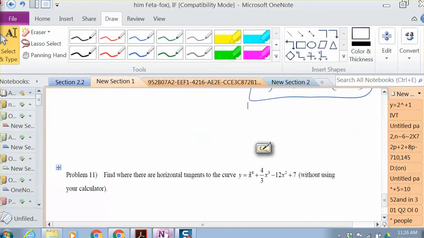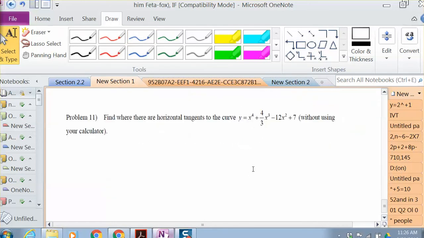Lastly, we get problem 11. You have to find where there are horizontal tangents. That means that your derivative is going to equal 0, right? Because the slope of a horizontal line is 0. And of course, that means the derivative is also going to be 0, because slope of tangent lines and derivative values, same thing, right? We can do this without using a calculator. I think we can handle this.